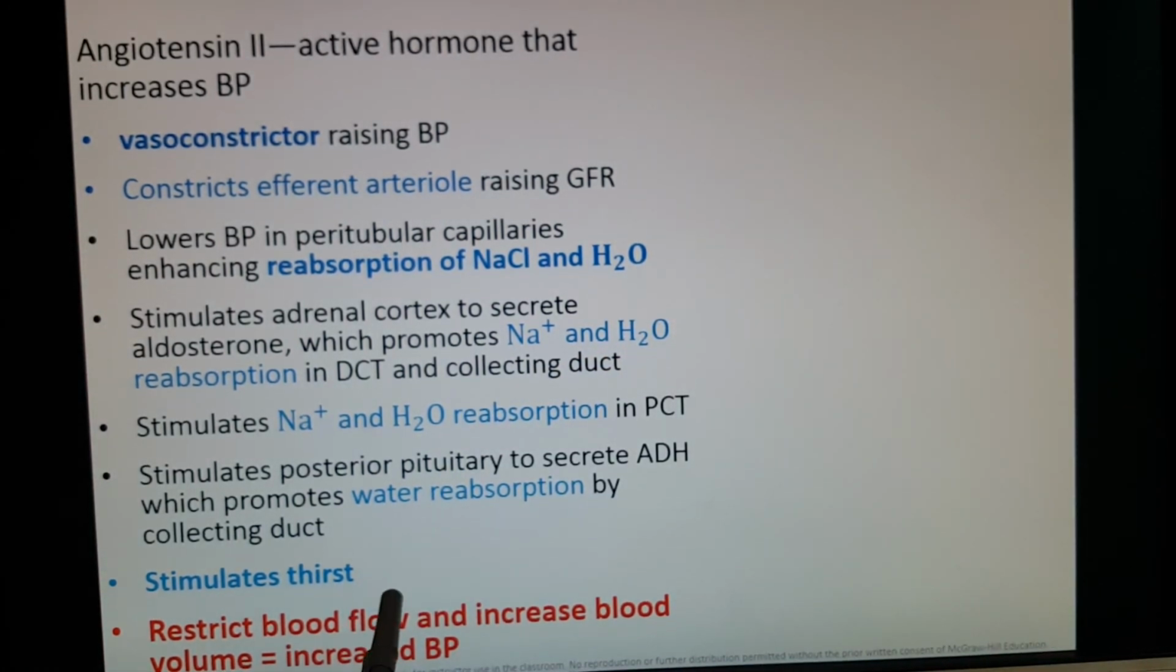Stimulates thirst, so again, more water coming into your system, therefore more water available to the blood, so to increase your blood pressure. So in general, angiotensin 2 restricts blood flow as well as increases blood volume through these mechanisms, and therefore both of these will increase your blood pressure.